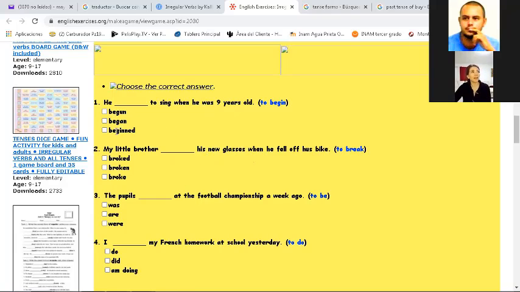Remember that we don't add ed to irregular verbs, so you can just discard this. Okay, began. Very good. He began to sing when he was 9 years old. Perfect.